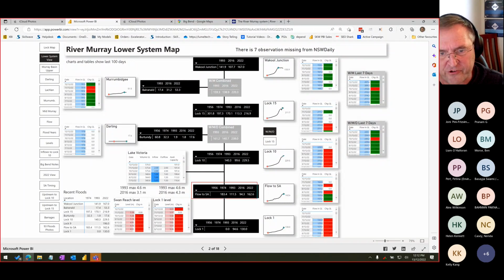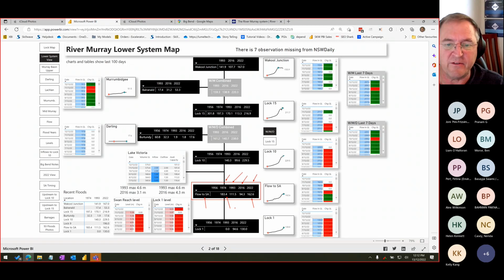this is where the water enters South Australia at this point here. And so this is a data point specifically called flow to South Australia. What I was able to do for all of these black boxes was to go back in time and grab data from different flood years and present those data on this screen, so that when I'm looking here I can see that as of today, we've got 162 gigalitres per day coming into South Australia.